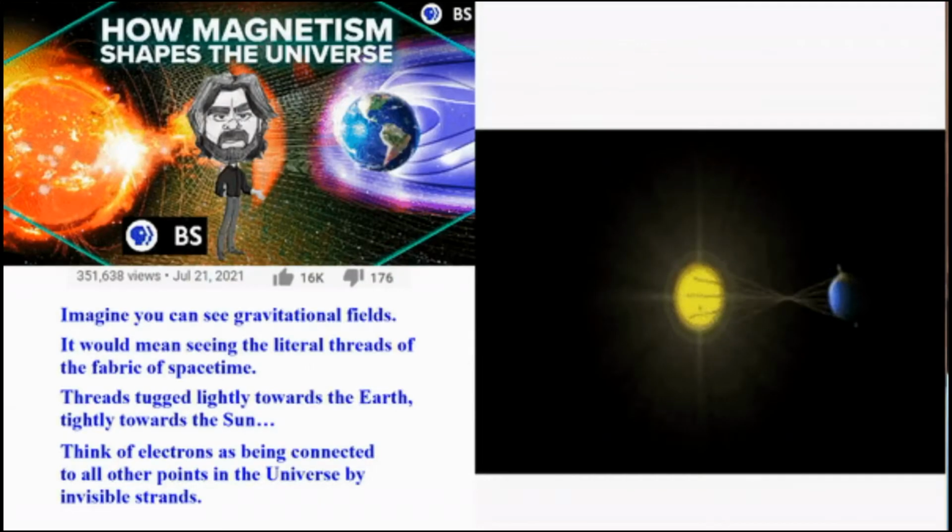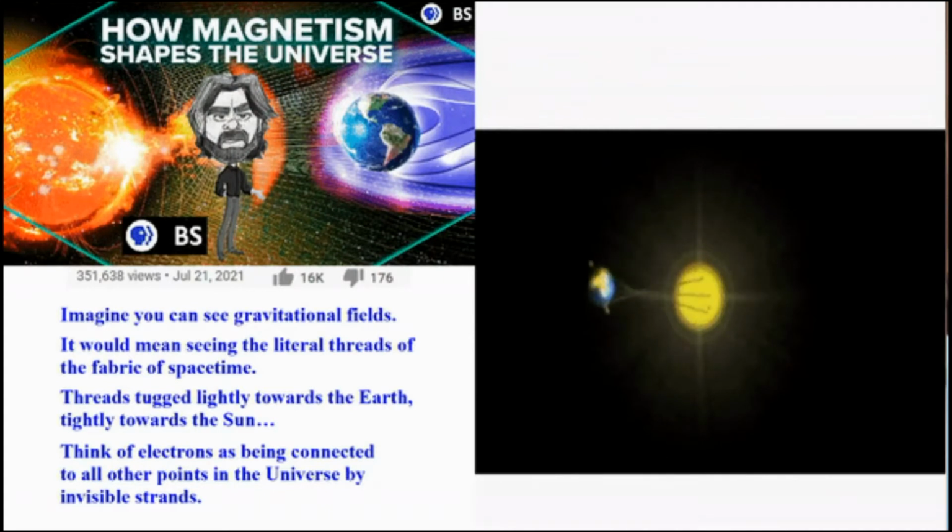Okay, let's find out. And so he starts by saying the following. He says, imagine you can see gravitational fields. Oh my God. Yeah, if you can see gravitational fields, you're more powerful than God, because a field is a concept. And we don't usually see concepts. We can't see intelligence, we can't see love, and certainly we cannot see a field, and a field is a concept, a mathematical concept.